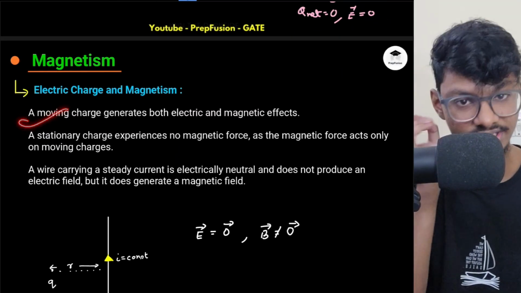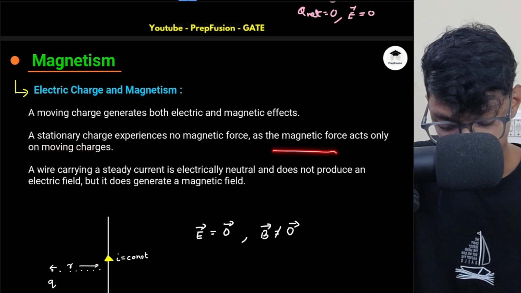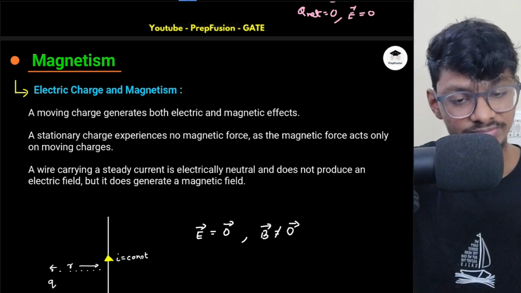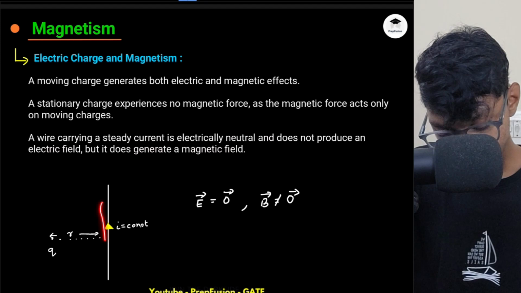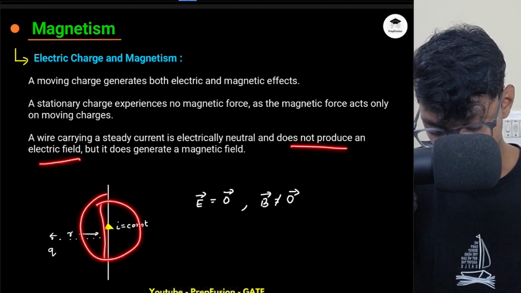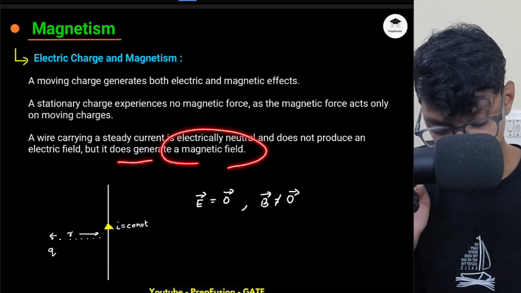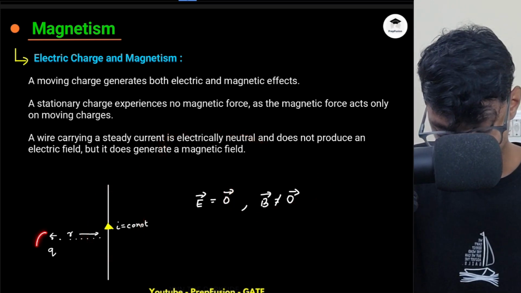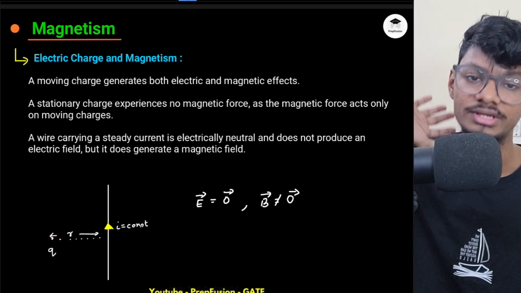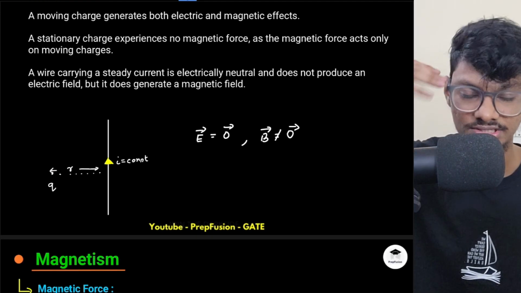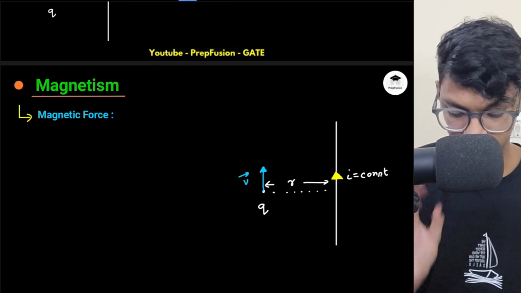But here I am talking about a single charge in isolation. A stationary charge, as mentioned, experiences no magnetic force, as the magnetic force acts only on moving charges. This has been found out experimentally. A wire carrying a steady state current is electrically neutral. Why? Because the net charge is 0, and it does not produce an electric field. It does generate a magnetic field, but as the velocity of this Q charge is 0, it is not moving, hence the force due to the magnetic field will also be 0. These few key things you should know, because they can ask you questions theoretically, conceptually. So this we have understood.